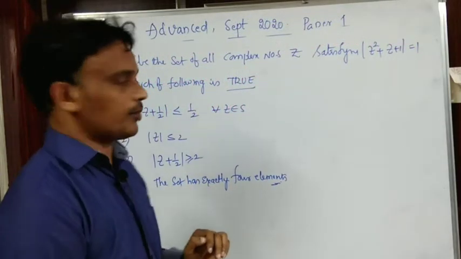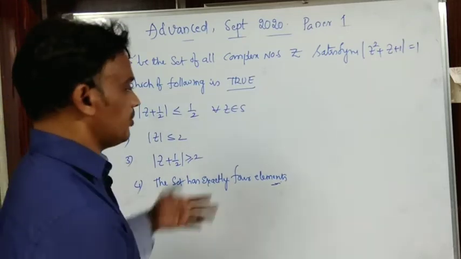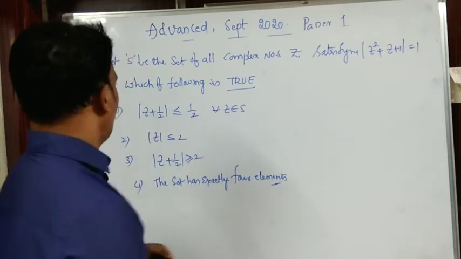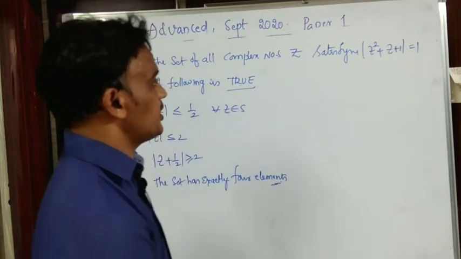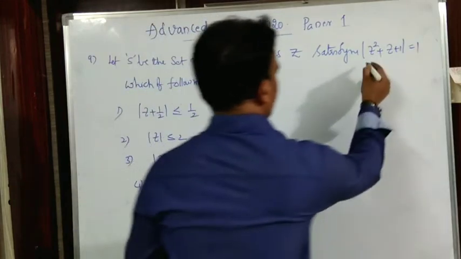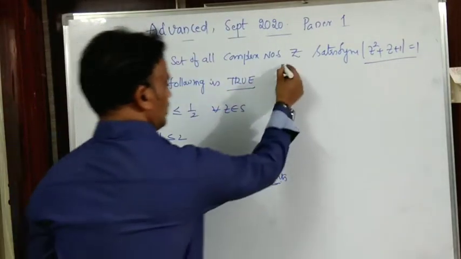So one more simple problem from complex numbers, which is based on the modulus of a complex number and some inequalities. S is the set of all complex numbers satisfying the condition modulus of z square plus z plus 1 equals 1. Based on this condition, which of the following options will be satisfied?